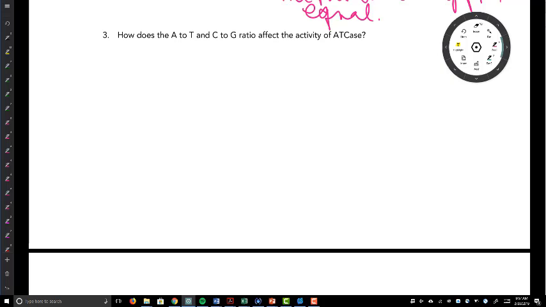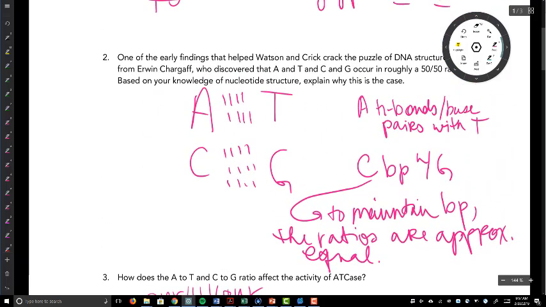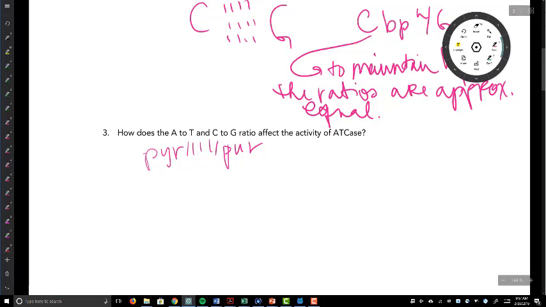So if the pyrimidines and the purines are base pairing with each other, they're forming complementary bases. So again, as we see up here, A and T and C and G. ATCase is making pyrimidines, synthesizing pyrimidines.